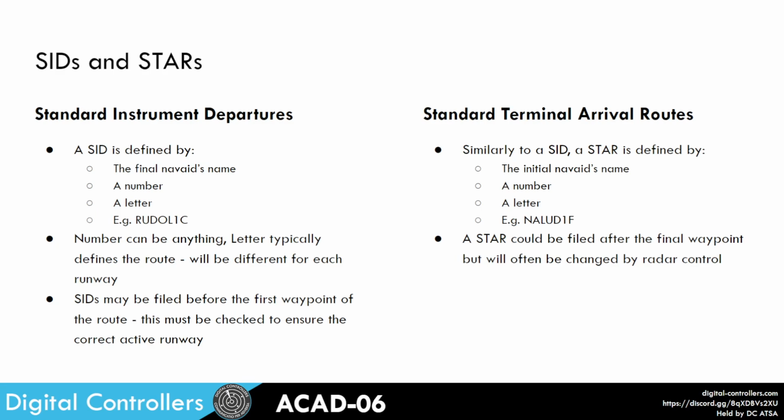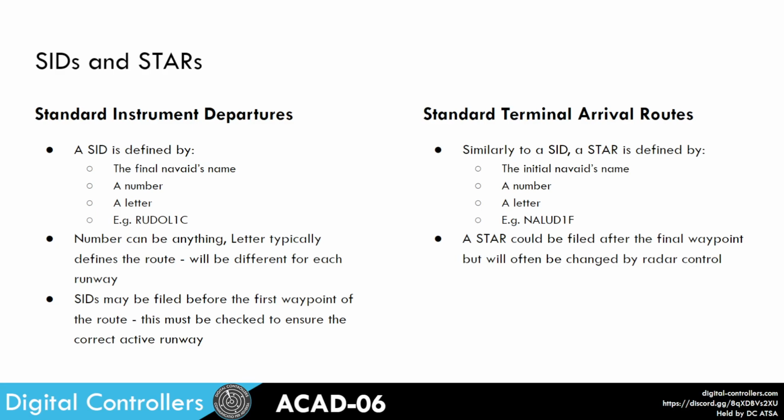We then have STARs, or standard terminal arrival routes, which very similarly are named using the initial navaid or waypoint's name, and then a number and a letter. And for another ANAPA example, we have the NALAD 1 Foxtrot.